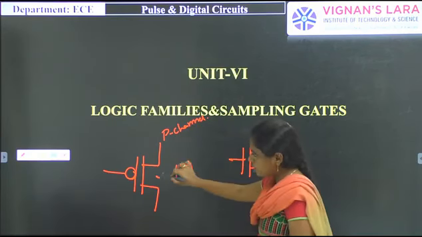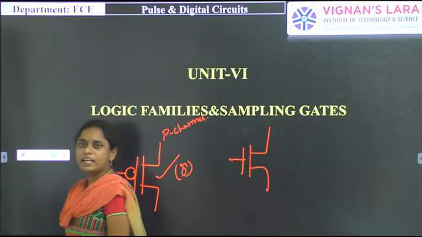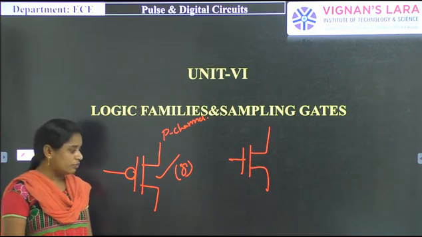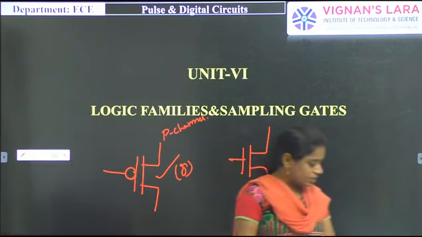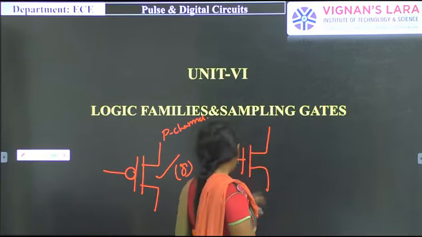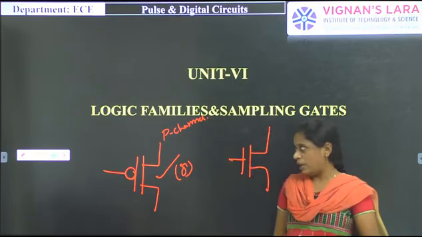For P-channel MOSFET, we have to give 0 volts to this particular P-channel, then it can be on. But for the N-channel MOSFET, we have to give 1, that is a 5 volt signal applied to this one, then it can be operated. So that is about this CMOS logic family, that is the MOS logic family.